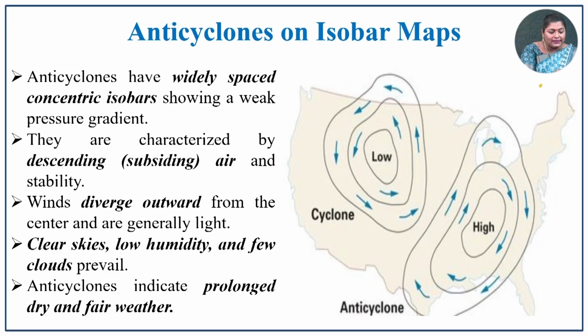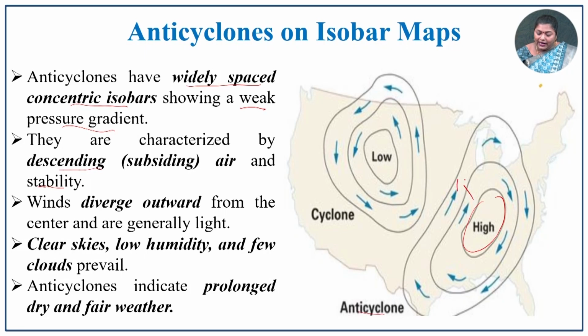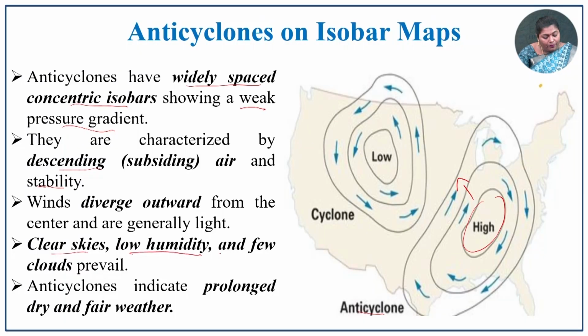Anticyclone isobar map. Anticyclones have widely spaced concentric isobars, which indicate a weak pressure gradient, and are characterized by descending or subsiding air and stability. The wind diverges outward. So, in this high pressure system, the wind diverges from the center, and it forms clear sky, low humidity, and few clouds. It indicates prolonged dry and fair weather. So, if there is an anticyclone, there will be fair weather in that region.